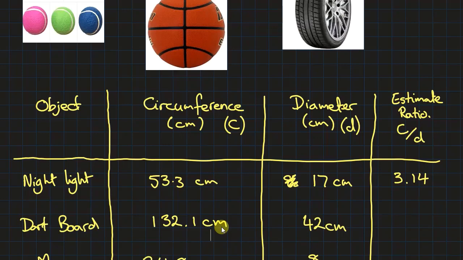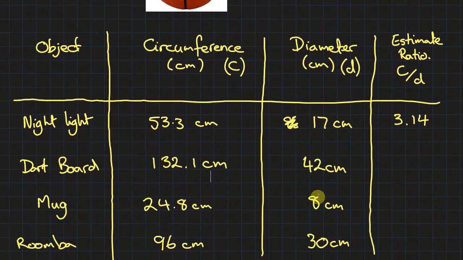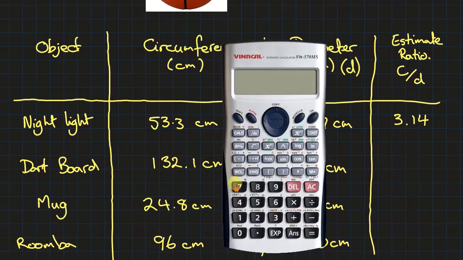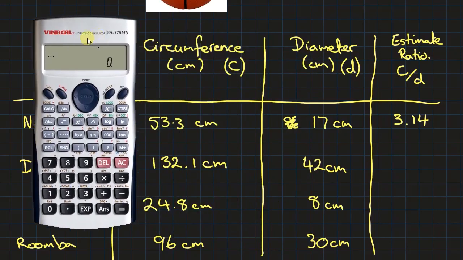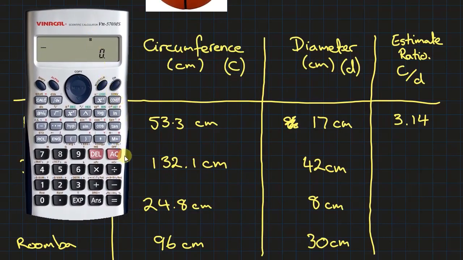Okay, so I've gone off and measured some objects of my own. I've got a dartboard, a mug, Roomba. I could have done loads more. You've seen the sorts of things I managed to find around. So we just need to calculate these ratios. So I'm going to grab my calculator and we will calculate what this ratio is.